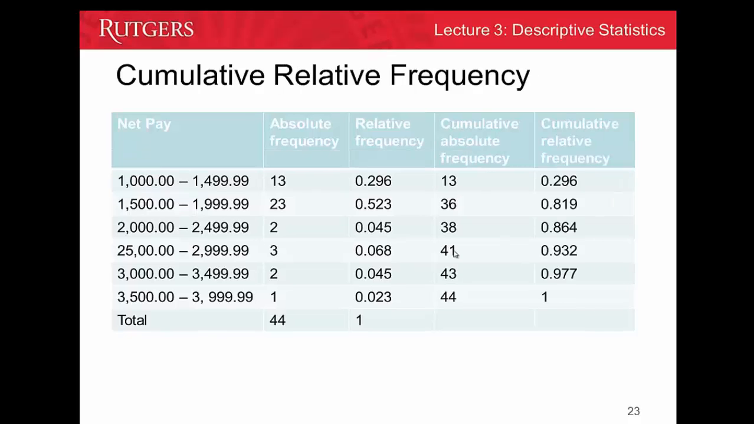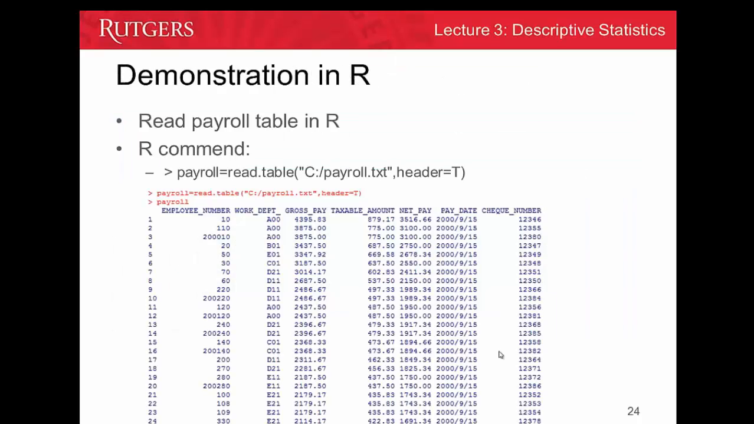Okay, then the next frequency distribution is called the cumulative relative frequency. It's just like the cumulative absolute frequency, but also divided by the total number of the records in the whole database. And we can see that for the last category, the cumulative relative frequency will equal 1. Okay, then let's take a look at how to get these statistics in R.